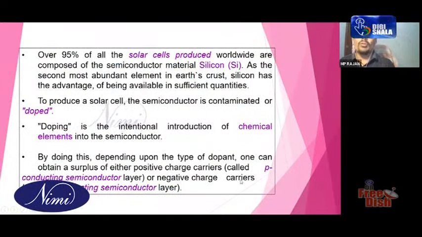So solar cells are produced from the silicon semiconductor. Silicon, as I said, is an abundant element in the earth's crust. It is in the form of sand. We can extract the silicon from the sand by using many procedures, and the silicon can be doped. We have seen that we can make N-type semiconductor and P-type semiconductor.